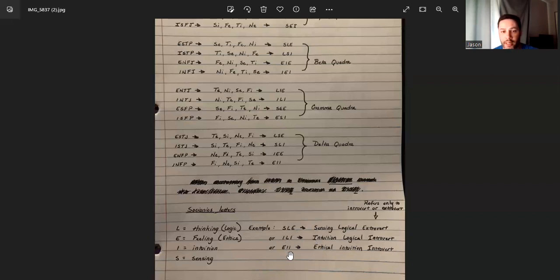Same over here. EII. So we have ethical, intuition, introvert. So it's a feeling. What kind of feeling? It's an introverted feeler. And then they have intuition as the second value function behind it. Okay. This is kind of the basics of how this piece works.